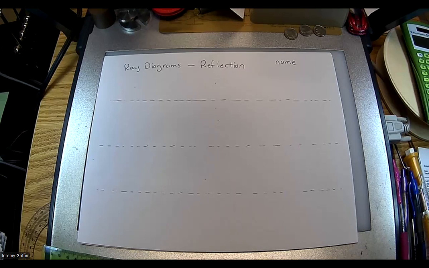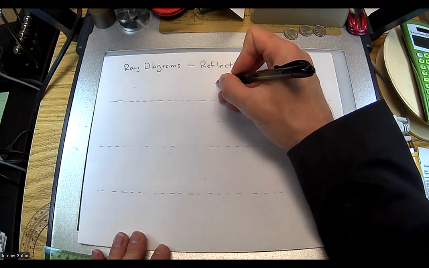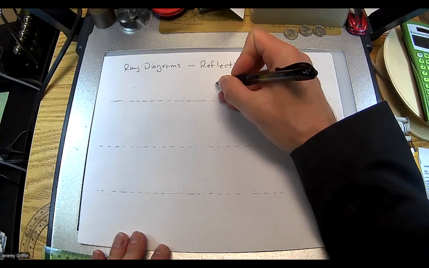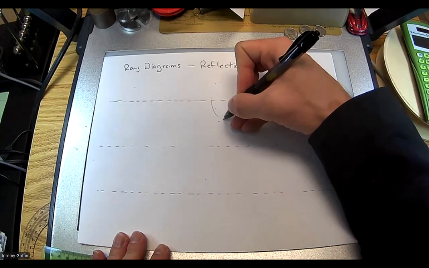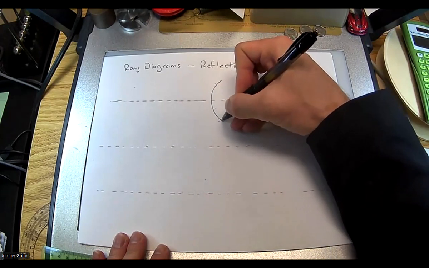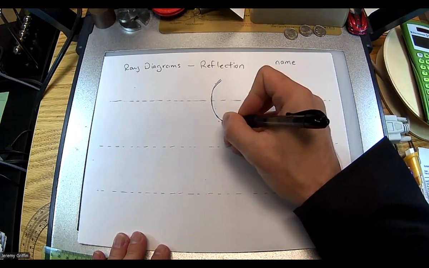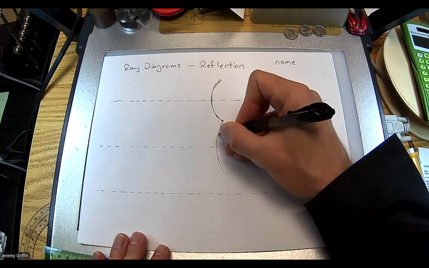Okay. So let's start with some convex mirrors. Convex mirrors. Okay. So I'm going to draw a, how about let's do a really tightly curved convex mirror right here. Then I'll do one that's just flatter. Right. So it's not as curved.